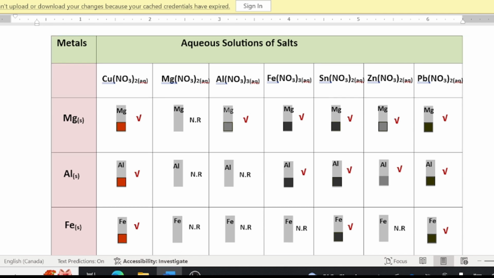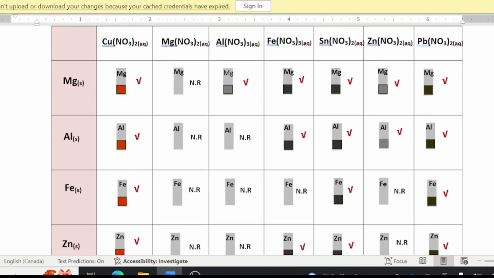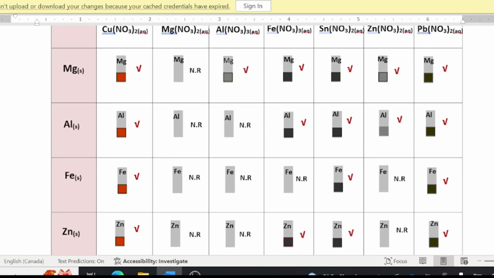Aluminum now is able to displace copper, not magnesium, not itself. It's able to displace iron, tin, zinc, and lead. Iron now is able to displace copper, not aluminum, not magnesium, not iron, tin, not zinc, and lead. Zinc, see zinc? Zinc is able to displace copper, say check mark here, not magnesium, not aluminum, iron yes, tin yes, not itself, and lead.